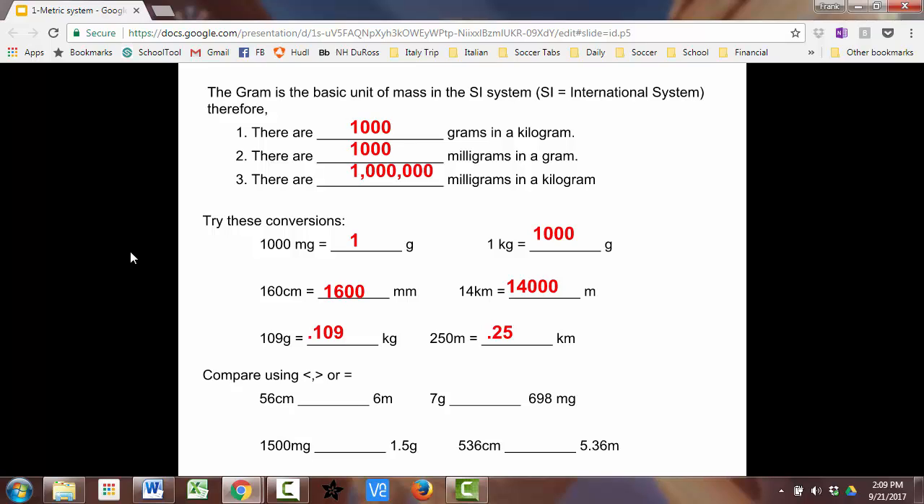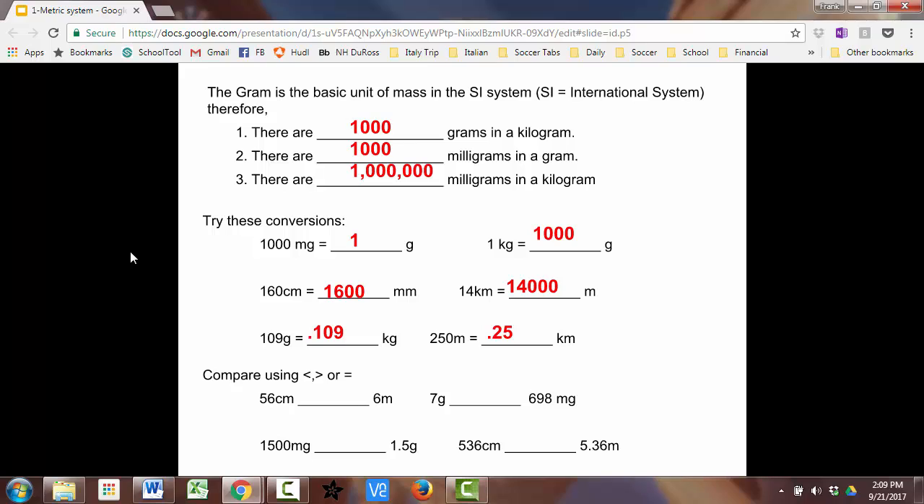Griffin? If they're bigger than the base unit or they're less than the base unit. Okay. So centimeters is smaller, meters is the base unit, but I have 56 centimeters and I have 6 meters. What do I have to do?